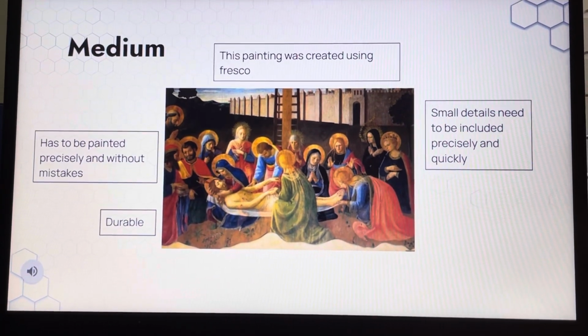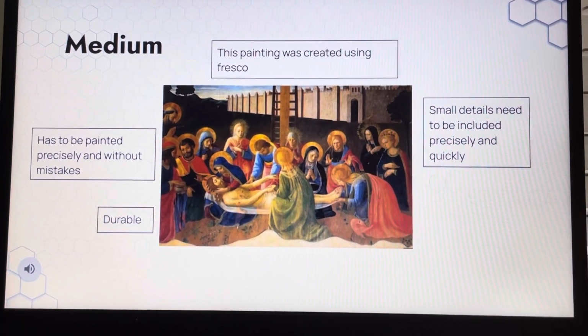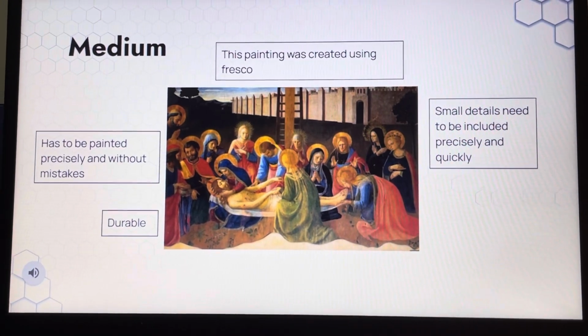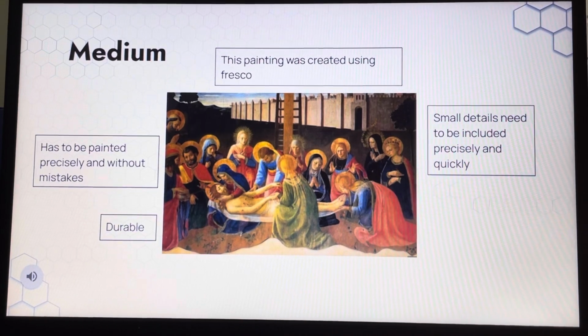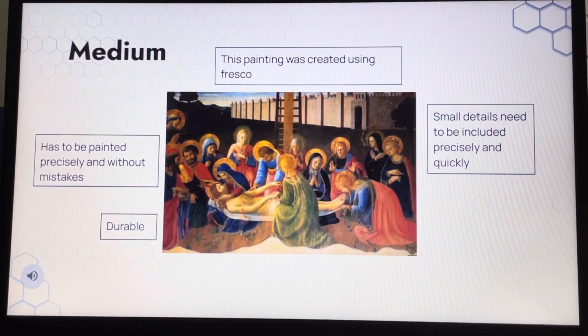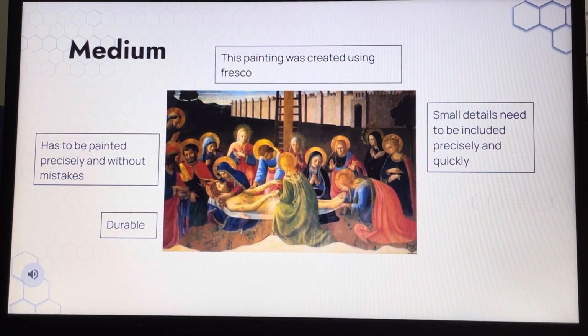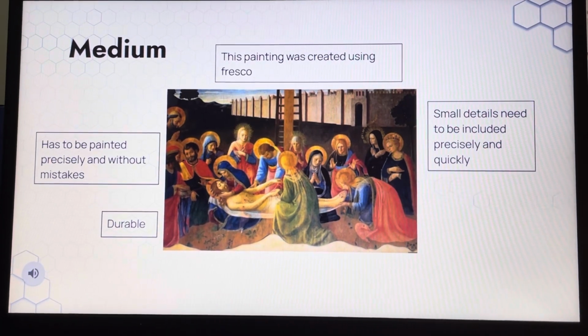This painting was created using a fresco medium. This medium consists of pigment mixed with water then being applied to plaster. This painting style is very difficult to work with due to the speed that's required to complete it. This leaves minimal room for error. Small details are also difficult to include due to the precision that is necessary for this style of painting. This painting style is also very durable and lasts a long time.